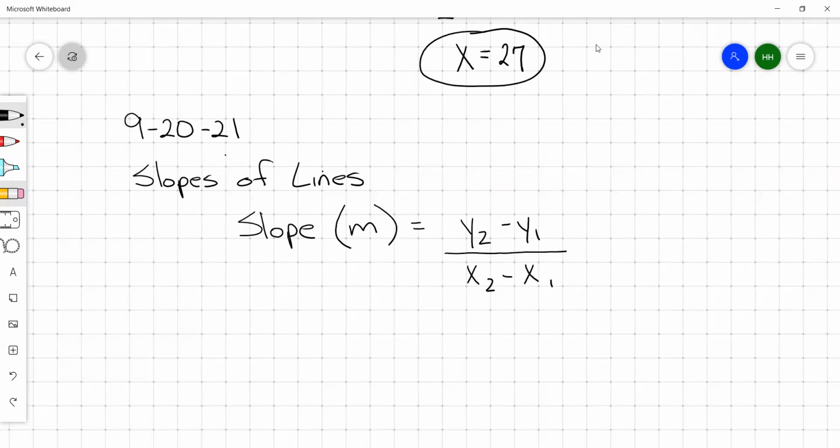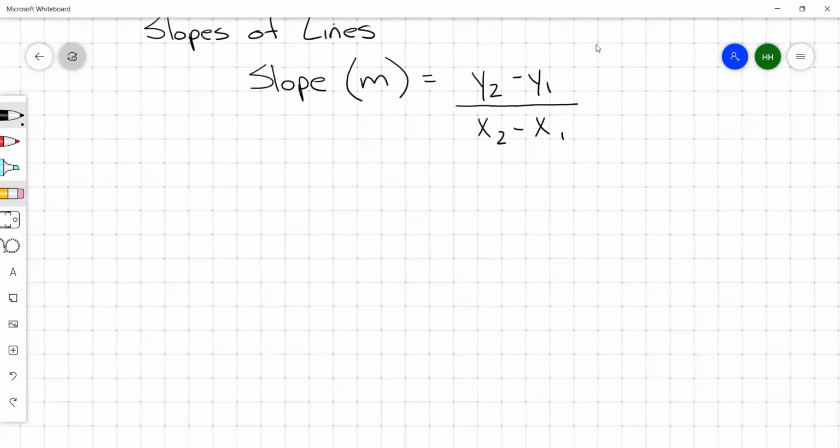So in the first part of your assignment today, you're going to be asked to find the slope of a line. You're going to be given a couple of points, or you're going to have to pick some points off of a coordinate plane. But you should all know how to do that by now.